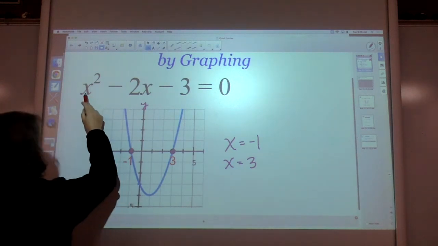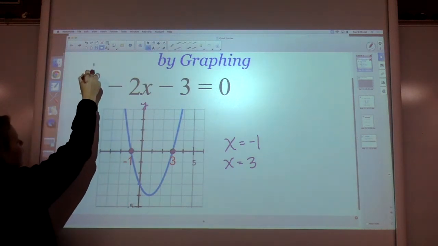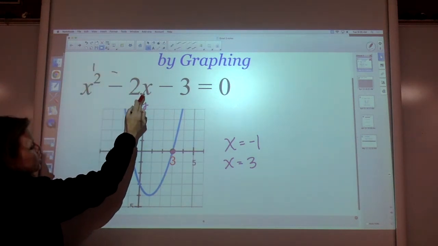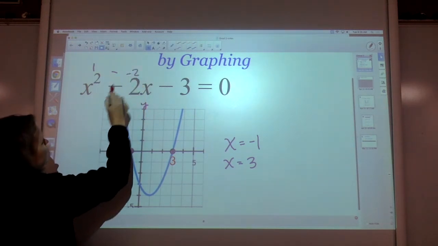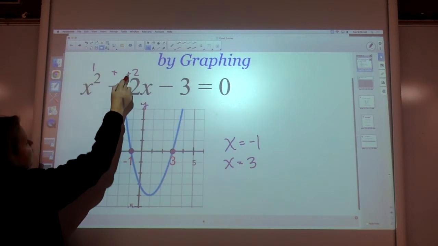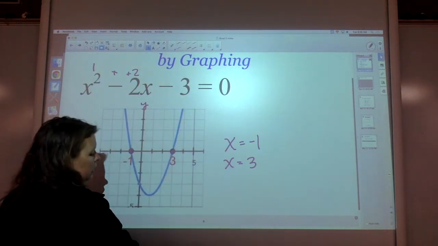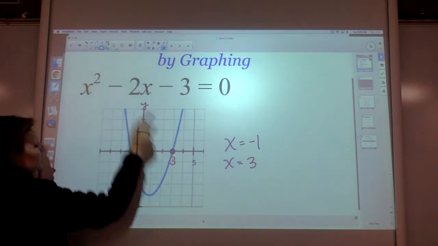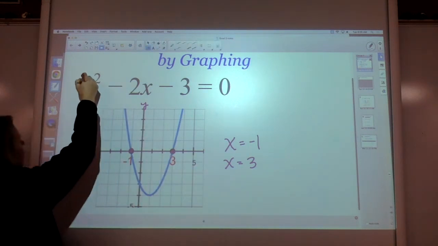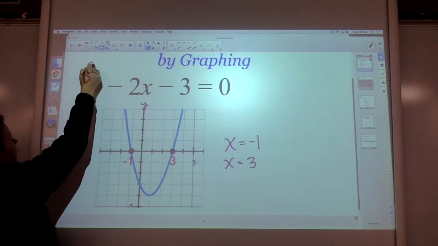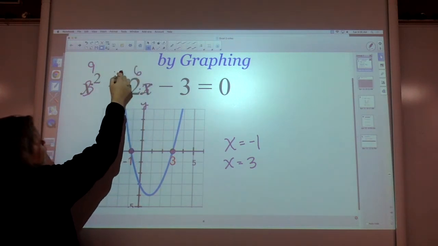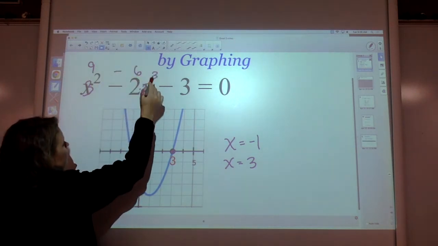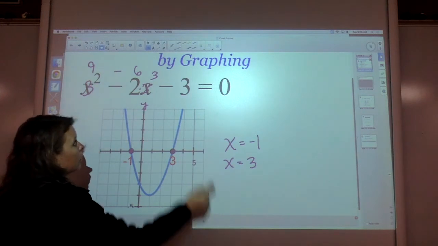Let's try it. Negative 1 squared is 1. Minus 2 times negative 1 is negative 2. If I take 1 minus negative 2, I get 3. 3 minus 3 is 0. It worked. Let's try it with the number 3. 3 squared is 9. 2 times 3 is 6. 9 minus 6 is 3. 3 minus 3 is 0.